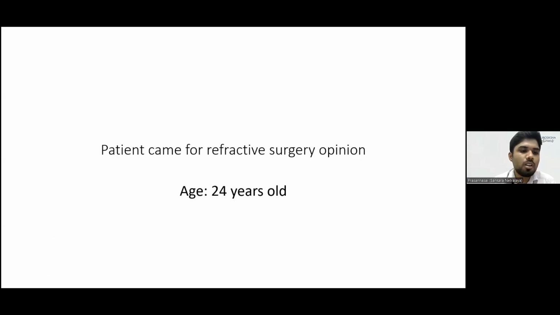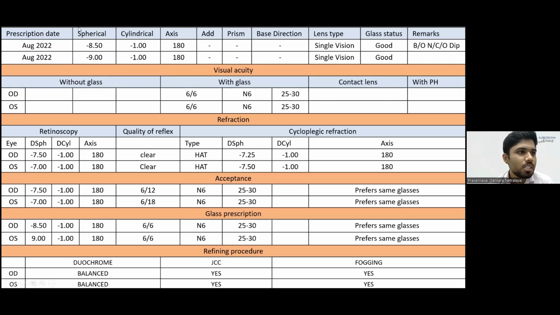Let's see a case example for this. Let's consider a patient aged 24 years who came for a refractive surgery opinion. The patient was wearing a glass prescription of minus 8.5, minus 1 cylinder at 180, and minus 9, minus 1 cylinder at 180. He or she had been wearing it for more than 2 years, was comfortable with the glasses, and vision was good. While doing refraction, we are getting more than 1 to 2 diopter difference in both right and left eyes, and the cycloplegic refraction also reveals the same.